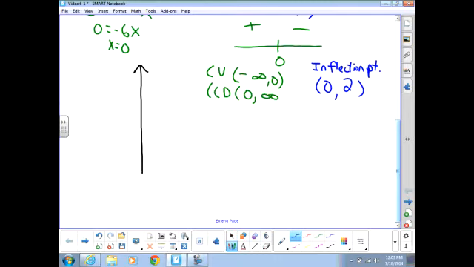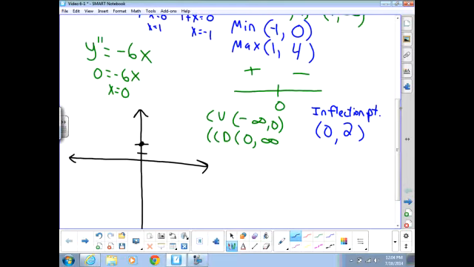We'll now use these pieces of information to sketch the graph. We had that (0, 2) was an inflection point. We had that our minimum was (-1, 0). And our maximum was (1, 4).